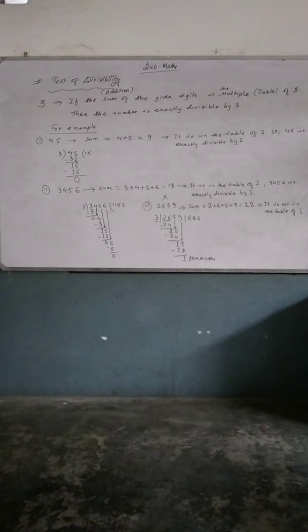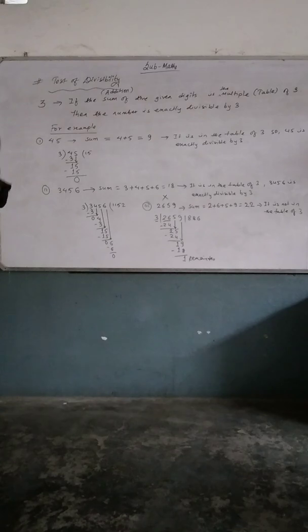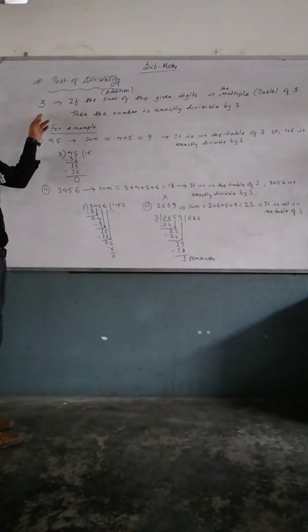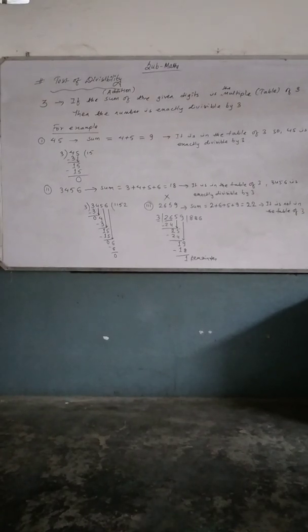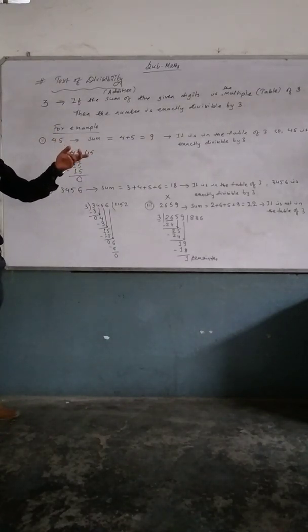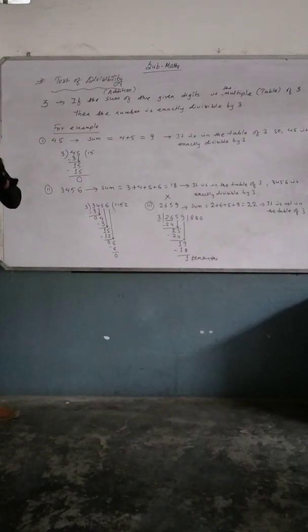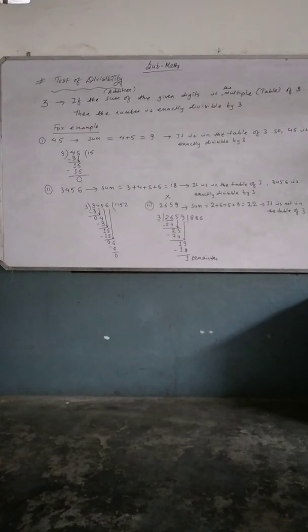For 2, to check whether the number is exactly divisible by 2 or not, what do you have to see? The last digit. And the last digit should be 0, 2, 4, 6, 8. And to check for 3, what do you have to do? Sum. Which number's sum do you have to do? The given number. That means after doing the sum, what should be there? The table of 3. Then only it is exactly divisible by 3, or else it is not exactly divisible by 3.